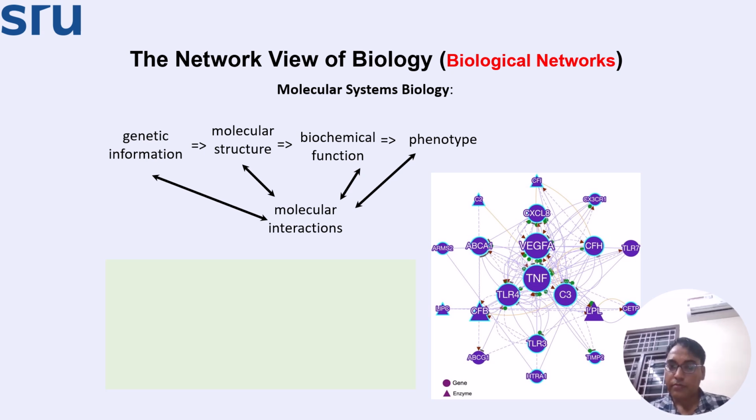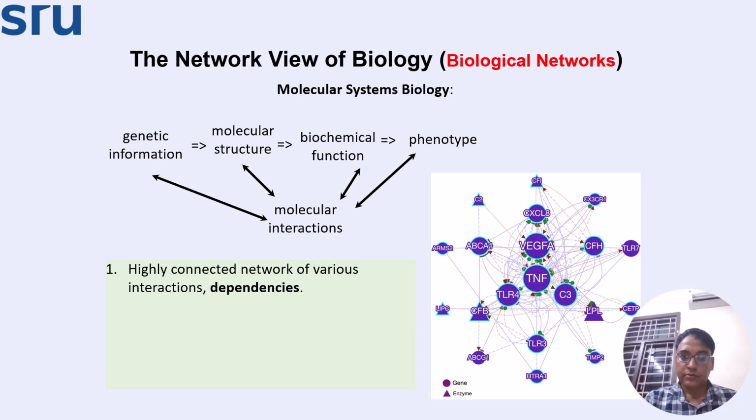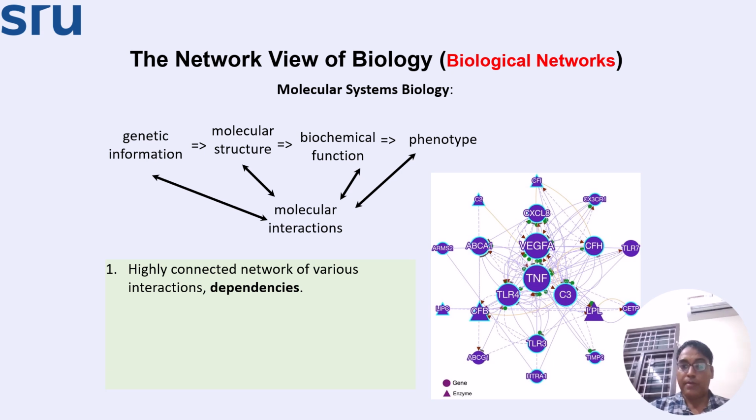See here. Tumor necrosis factor, TLR4 means toll-like receptors. Different proteins are there. How different proteins work in synchrony with each other. There's a possible part of possible regulatory mechanisms. This is a highly connected network of various interactions, and that is a dependency. Until a protein works properly, the other one cannot do. So it acts as the rate limiting factor.